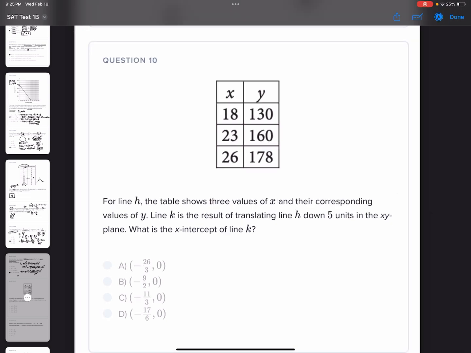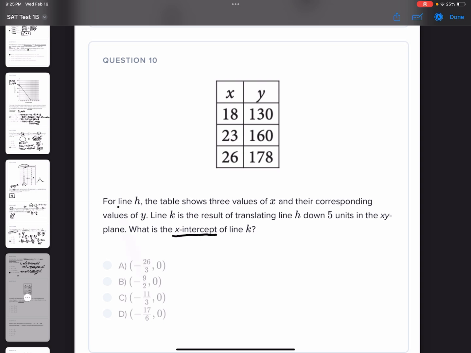Okay, so question 10 is a pretty decent question. I would say it's a moderate question. However, I think the SAT has this one marked as the harder question. So for question 10, for line H, the table shows 3 values of x and their corresponding values of y. Line K is the result of translating line H down 5 units in the xy plane. What is the x-intercept of line K?